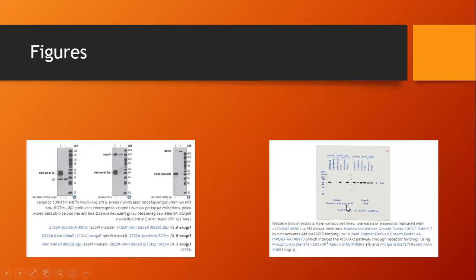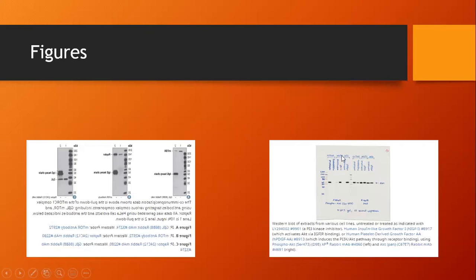Now the right-hand side picture is about the immunoblotting studies, also called the Western blot, using extracts from various cell lines, untreated and treated as indicated with LY294002, a kinase inhibitor, human insulin-like growth factor, which activates AKT via IGF-1 binding, or human platelet-derived growth factor AA, which is this picture right here of the immunoblotting.